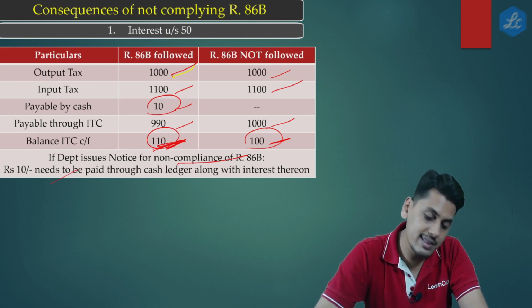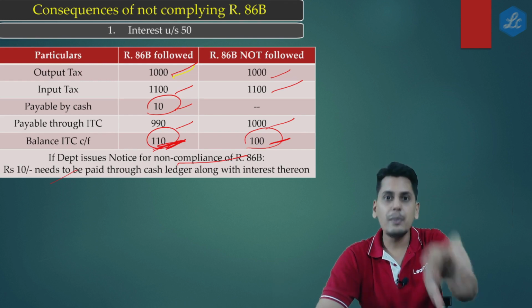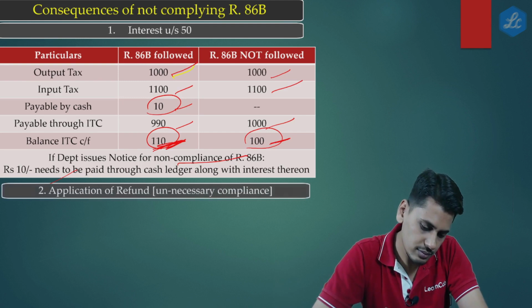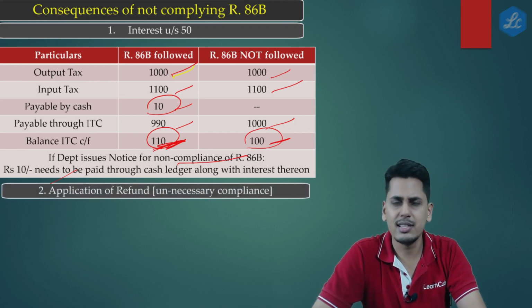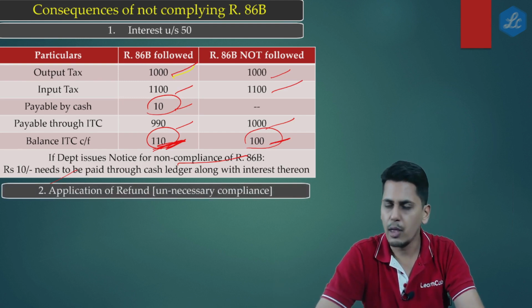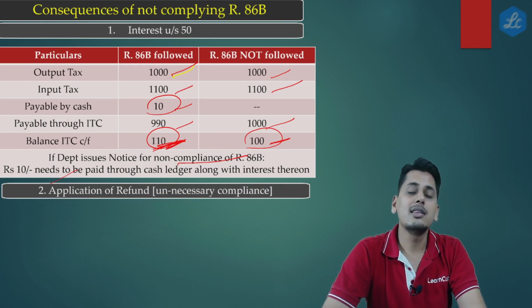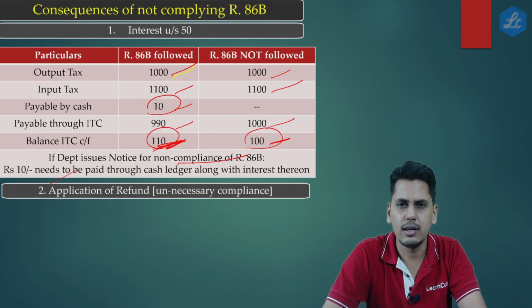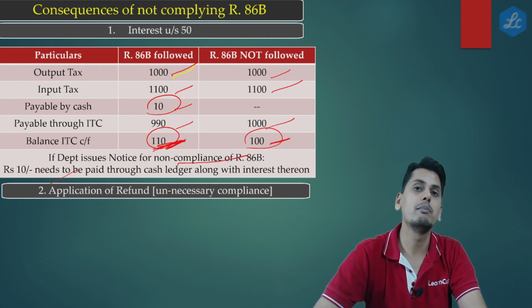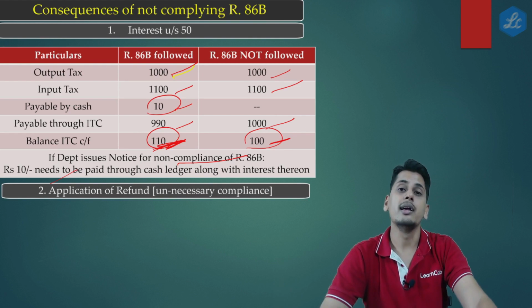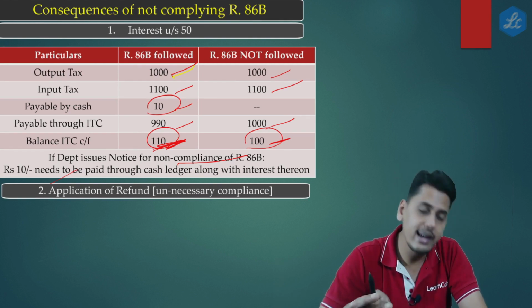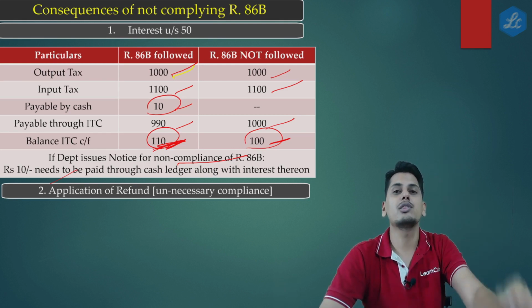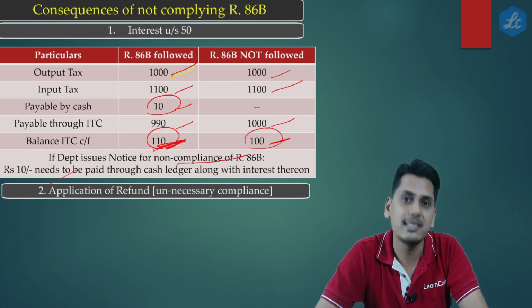And whatever is the 10 which you wrongly paid through your credit ledger, you can go and apply for a refund. So application of refund becomes an unnecessary headache. Now friends, this result of non-complying with Rule 86B is not written anywhere, it is just by implication. But is there any place where the consequence of non-complying with Rule 86B is mentioned specifically?